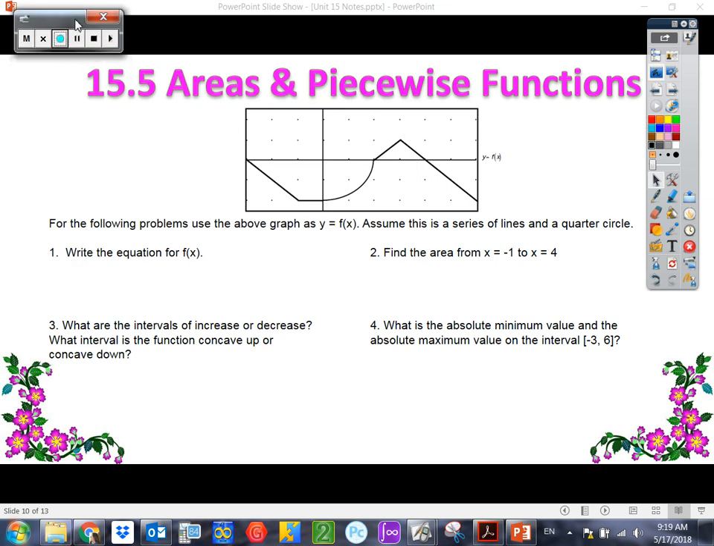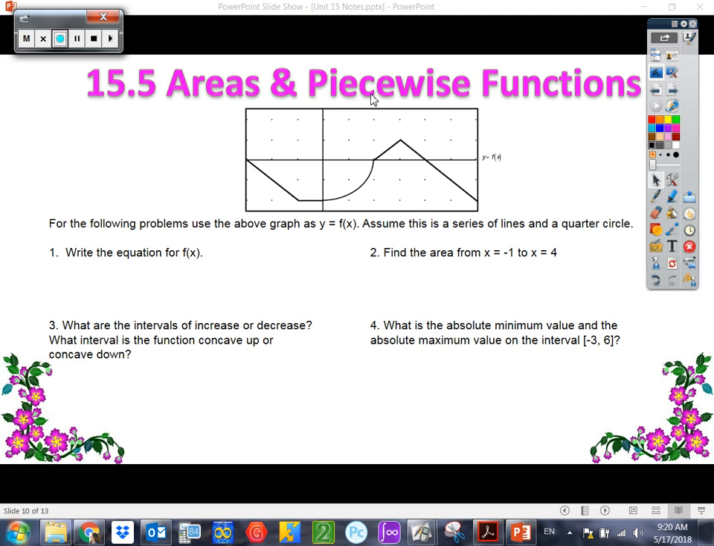All right, let's take a look at today's lesson. So what we're looking at today is areas and piecewise functions. We looked at area yesterday, and we talked about how in calculus, area under the curve is a really big topic. It's a really important topic.